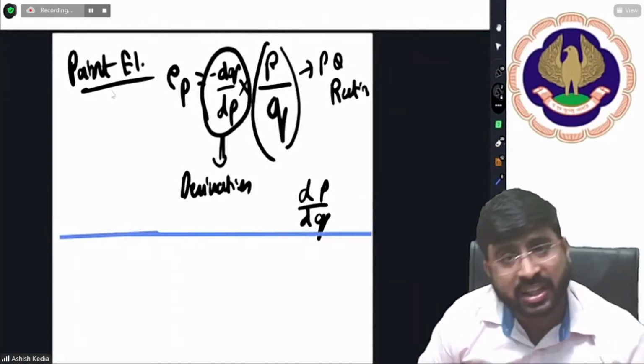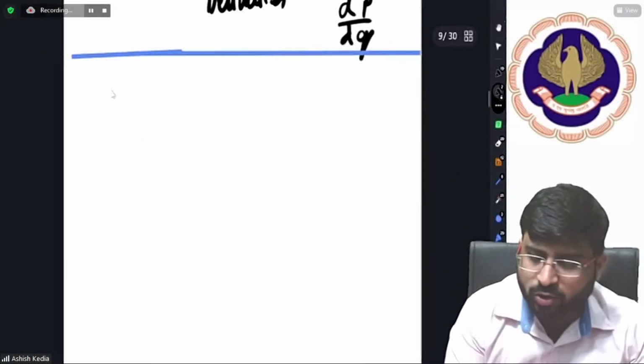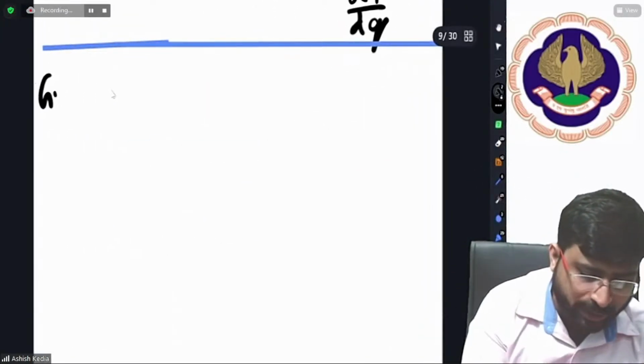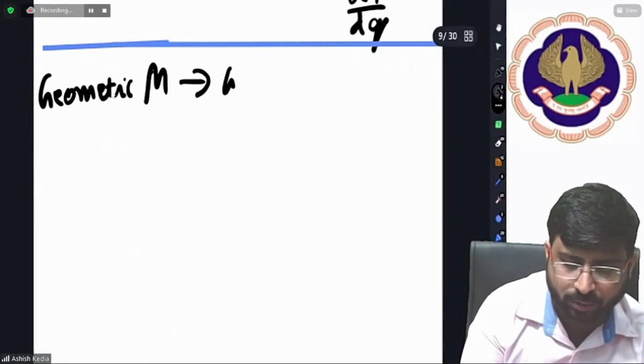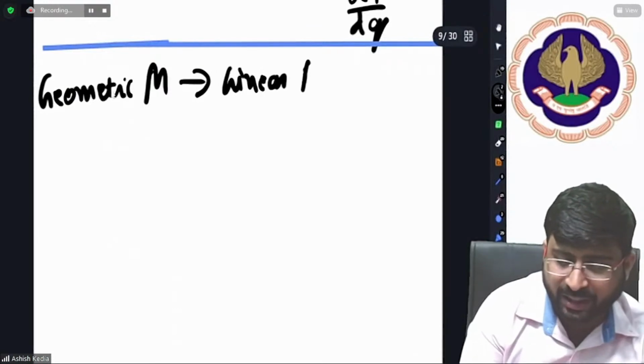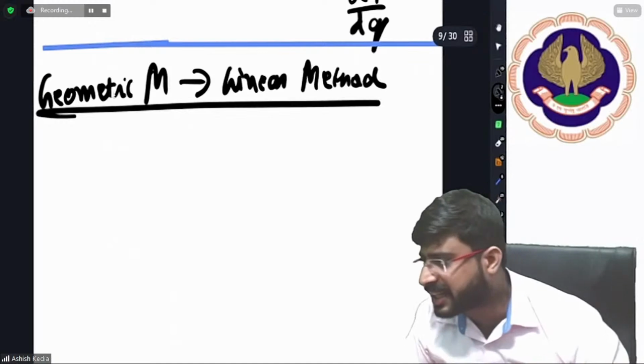Yes. Now we study geometric method. This is something to be focused on. What does geometric method tell us? Geometric method is also, by the way, called linear method. So pay attention, everybody. I'll take time and explain this method. Don't worry. I'll take time and explain this one.